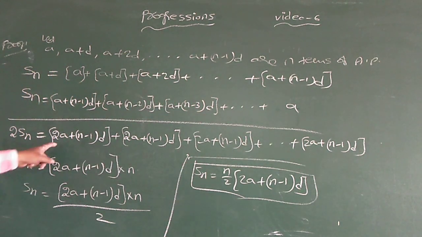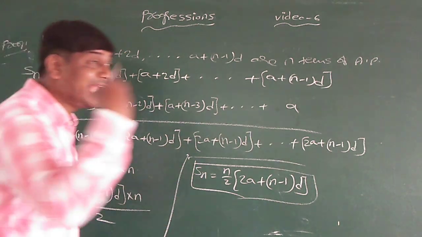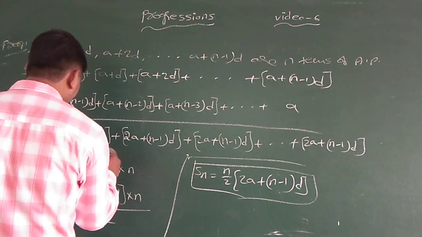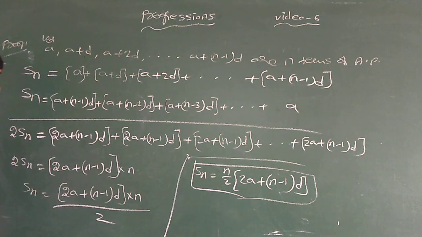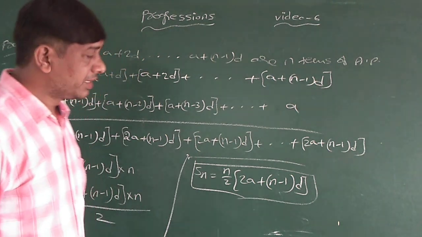How many times are you adding? N times. That means 2a plus n minus 1 into d is added n times, so into n. So Sn is equal to n by 2 into 2a plus n minus 1 into d. This is the sum of n terms of an AP. Understood?